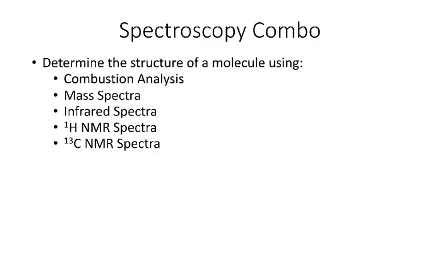Okay, this is what I'm calling a spectroscopy combo example, where we're going to take a whole bunch of data to determine the structure of a molecule. So we're going to do a combustion analysis, and we're going to take a mass spectra, an infrared spectra, a proton NMR spectra, and a carbon-13 NMR spectra. And we're going to put all this data together to come up with the structure of our compound.